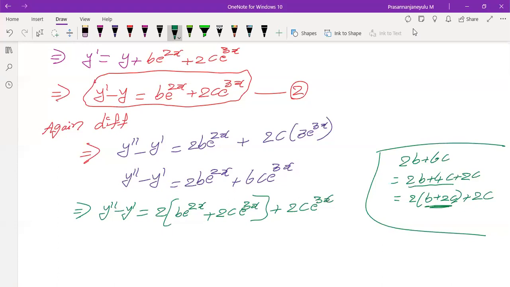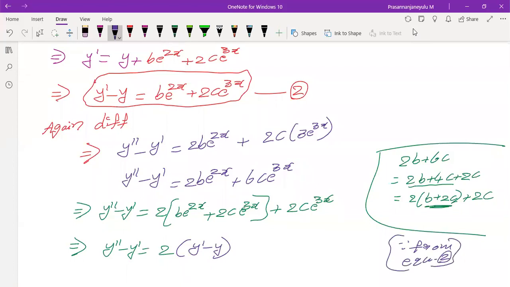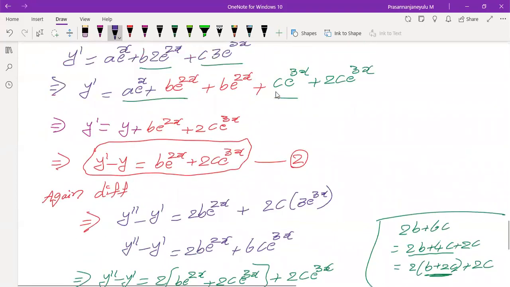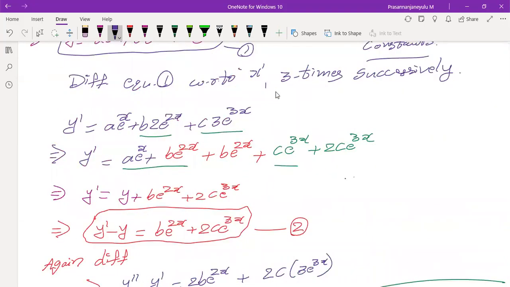Understood? What is the technique I am applying here? Now what can we write here? y double dash minus y dash equals 2 into, what can we write here? From equation number 2, we can write it as y dash minus y. Which equation did we use? Since from equation 2, I forgot to mention in the previous step, which equation did we use here? Since from equation 1.